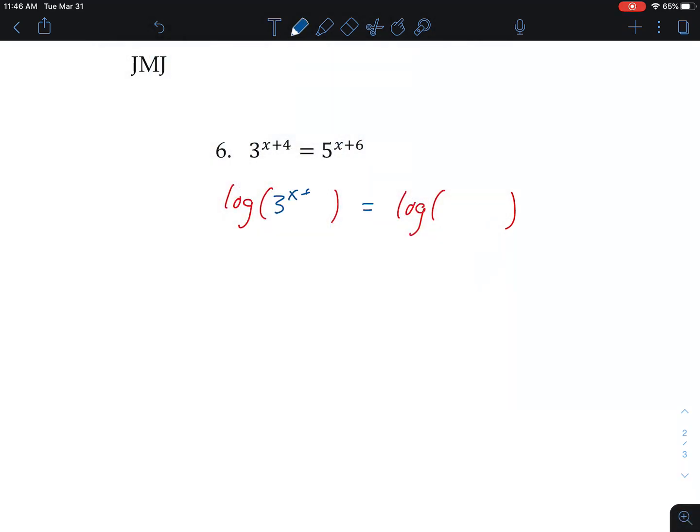Okay, so here's my 3 to the x plus 4. Here's my 5 to the x plus 6. This base I have to choose, and I'm going to choose it so it matches with the 3. I have to do the same to the other side, using the same log on both sides to stay equal. Nice thing on the left, I'm just going to get an x plus 4. I'll write down log base 3 of 3, but I know that's going to cancel out and be a 1.